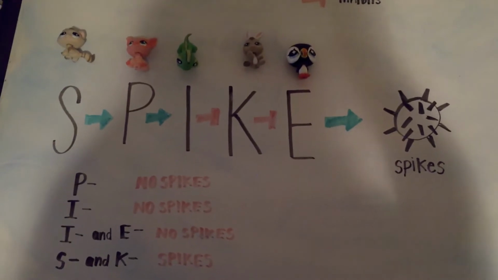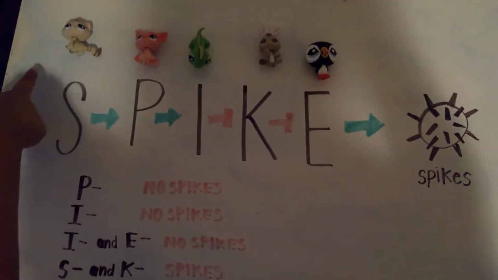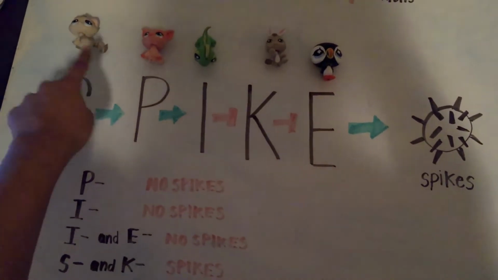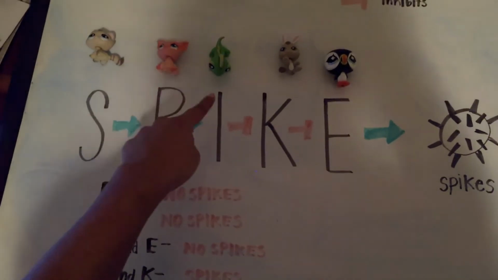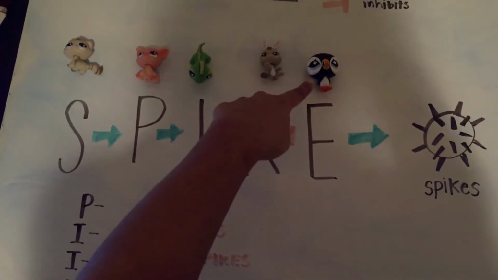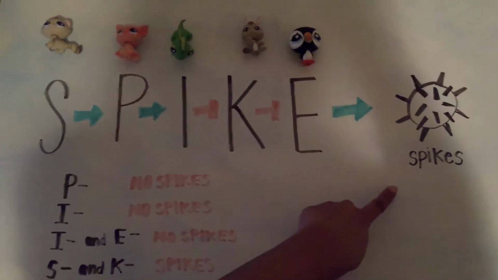In this hypothetical pathway, we have 5 different genes, and I used a different animal to signify each different gene. So for the S, we have the Siamese cat. For the P, we have the pig. The I, we have the iguana. The K, we have the kangaroo. And the E, we have the emperor penguin. And in this developmental pathway, this causes spikes.